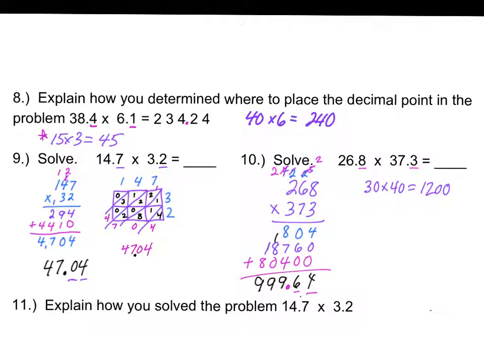Number 10, same thing. You can see I have my estimate, which is right here. We did 30 times 40 equals 1,200, and then I tried to color code my work so you could match everything up, and we get a final answer of 999 64/100. I was able to use either my estimate to help guide my decimal point, or I looked at my original question. Since there were two numbers to the right of the decimal in the question, we had to have two numbers to the right in our answer.